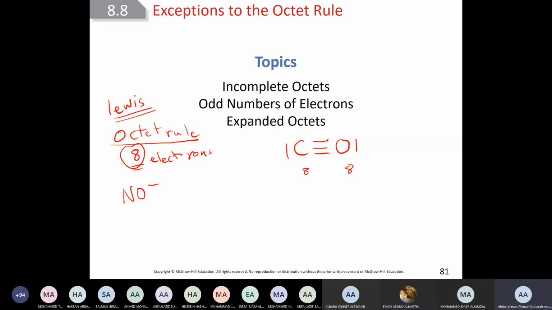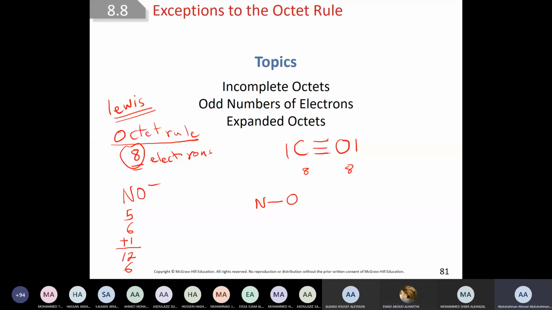Now, can you draw the structure of NO minus? Yes. Go ahead. Again, how many electrons do you have for nitrogen? 5. How many for oxygen? 6. And we have an extra electron, so I'll put the minus charge. What's the total? 12. Put them. 12 means how many pairs? 6.